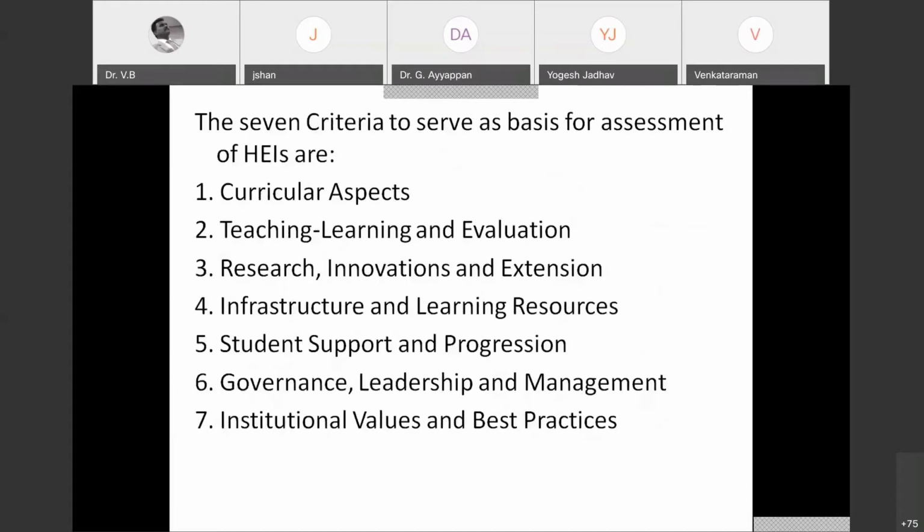So as we start preparing the SSR, we have to know the 7 criteria which form the basis for the assessment and accreditation of the institution. The 7 criteria are curricular aspects, teaching, learning and evaluation, research, innovations and extension, infrastructure, student support, governance, leadership and institutional values and best practices. So we are going to see about each and every criteria in the SSR.